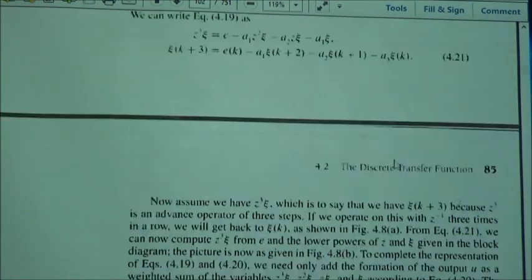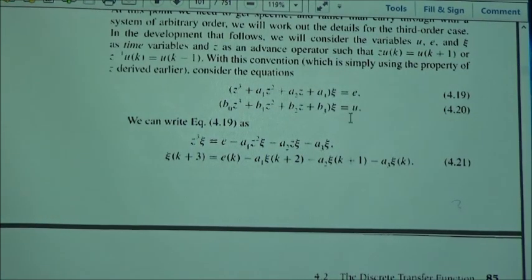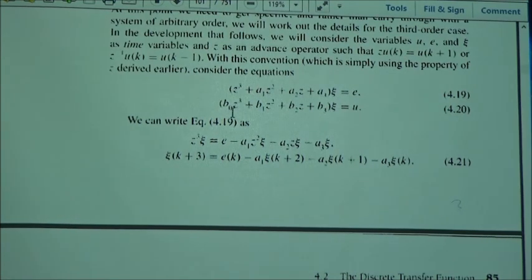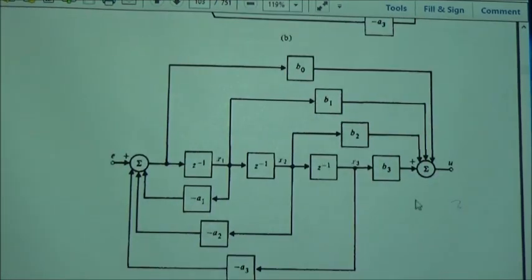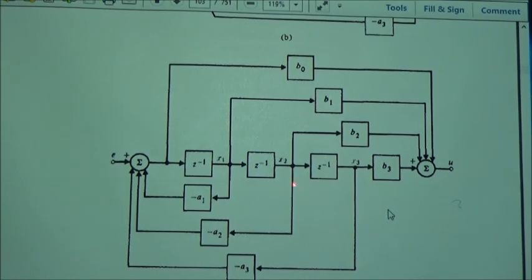We want to have U, and U is going to be a combination of V0 zeta of k plus 3, V1 zeta of k plus 2, V2 zeta of k plus 1, and V3 times zeta of k. So that equation is now represented here. You have V0 times E, V1 times X1, V2 times X2, and V3 times X3.